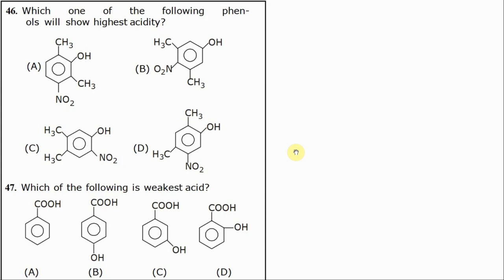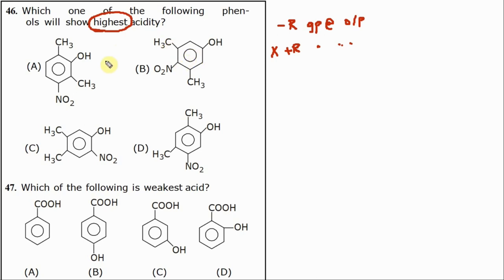Question 46. Which one of the following phenols will show the highest acidity? So they are asking about acidity. This is a very tricky question. Now, right away, we know that for a phenol to be more acidic, you want minus R group at ortho, para, and you do not want plus R group at ortho, para. This is for highest acidity. So you want to make sure whether they ask lowest or highest or order.